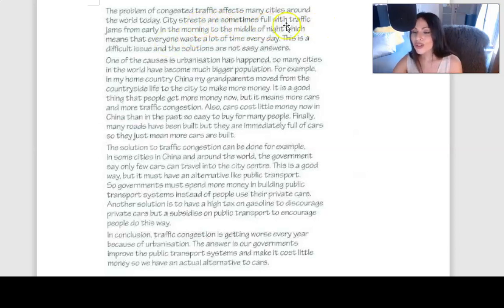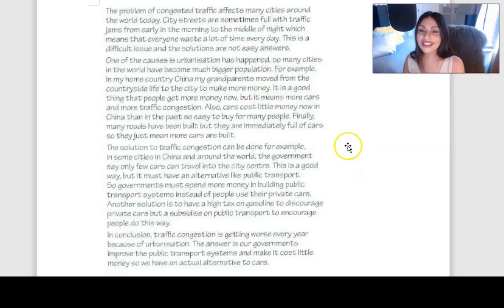Also, "full with traffic" is perhaps a stylistic error. I don't quite like the way it's written. I perhaps would have restructured the sentence completely if I were the student. And of course, his or her IELTS tutor or teacher probably helped in the end. "This is a difficult issue and the solutions are not easy answers." Fair enough, very nice. Let's move on to the second paragraph.